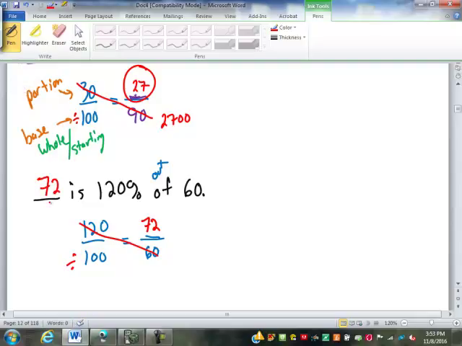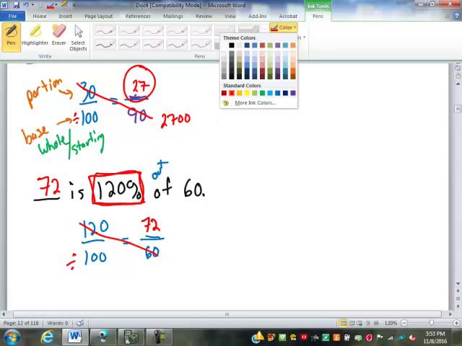Now some of you at this point might think that looks a little funny, because the piece we got, the 72, is bigger than what we started with. Why is the 72 bigger than the 60? What's special about a percent? It's more than 100%. 100% would be the whole thing, so if we're bigger than 100%, we're going to get back more than the whole thing.